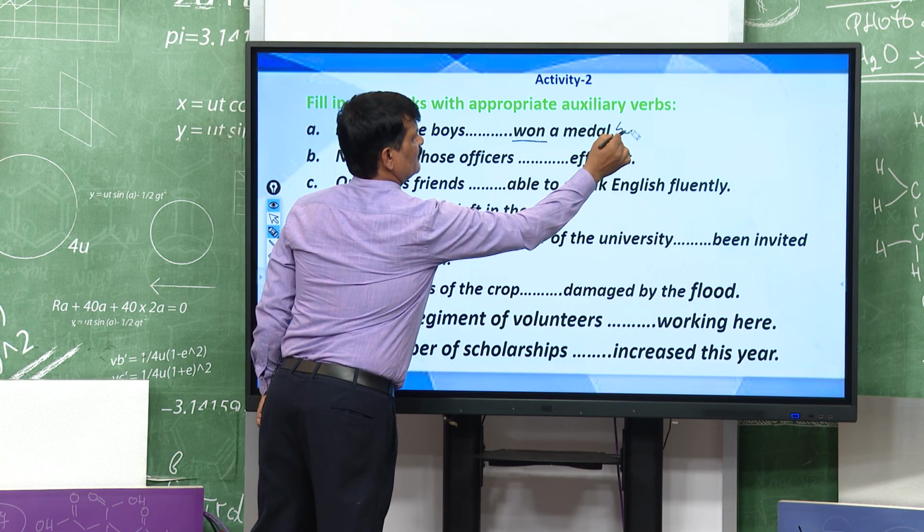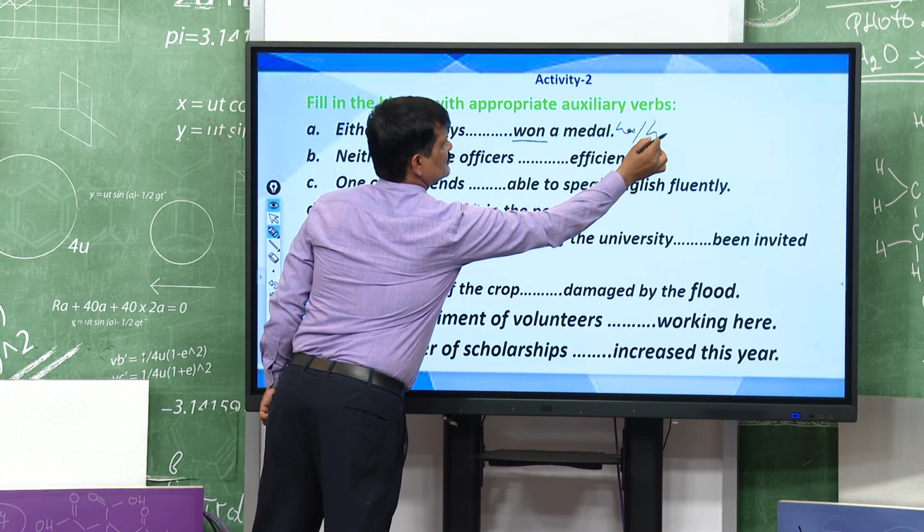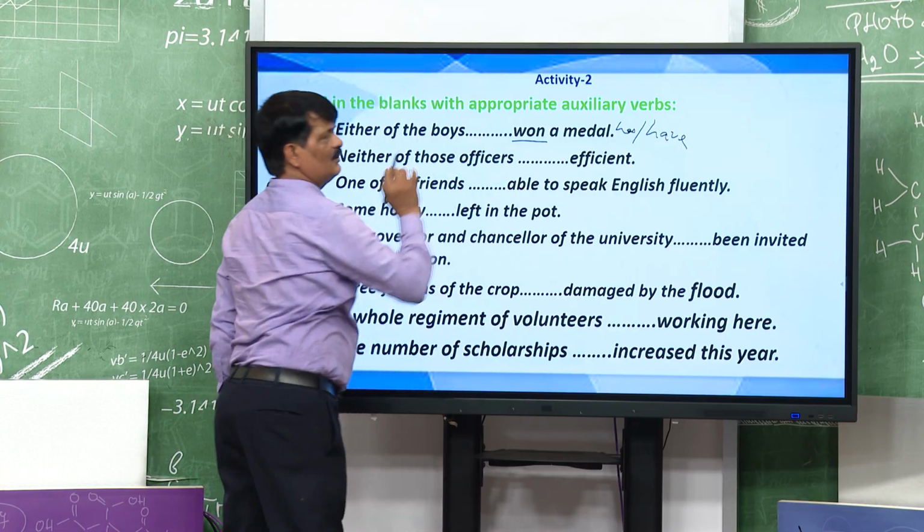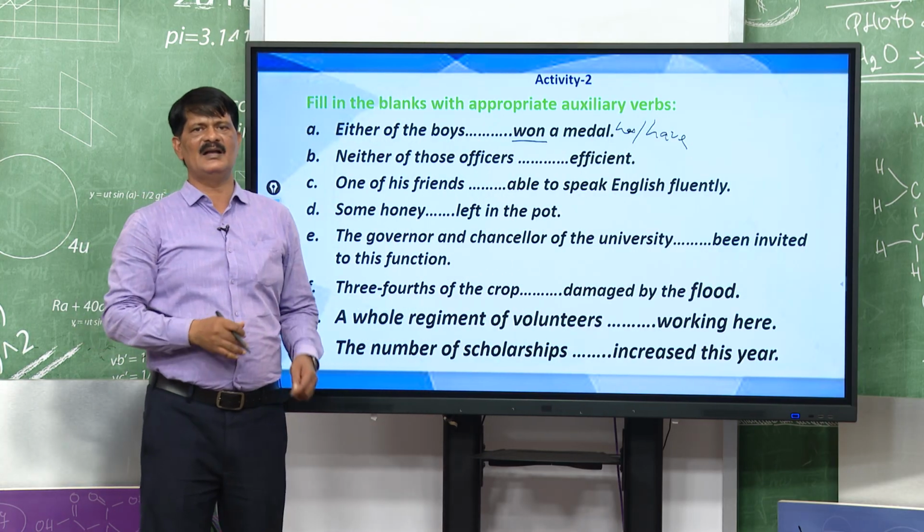Fill in the blanks with the appropriate auxiliary verbs. Either of the boys, definitely it is singular. Okay, either of the boys has won a medal. It is clear. Won is there. So easily you can do it. You may get puzzled. It is has, or we can say have. Definitely it will be what? Which one? It will be has won.